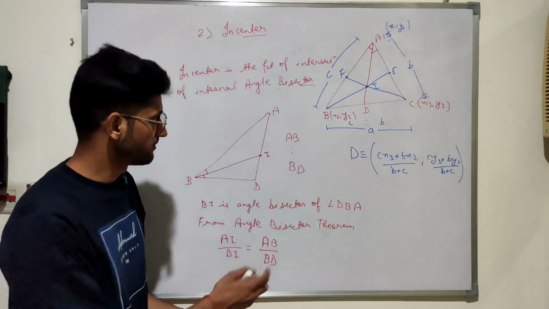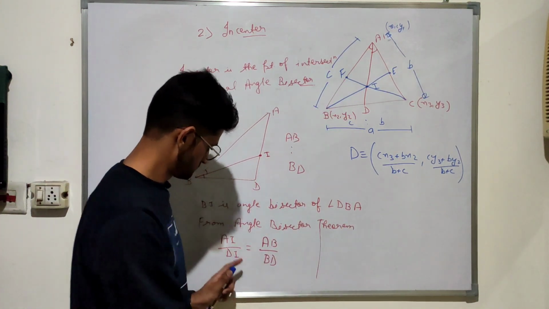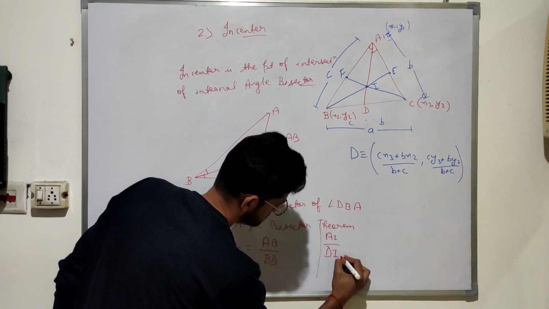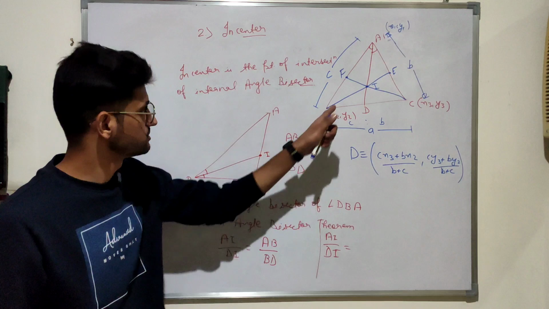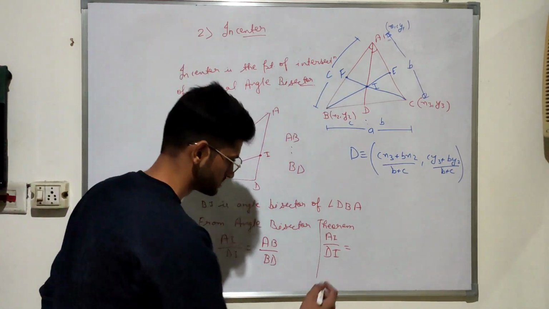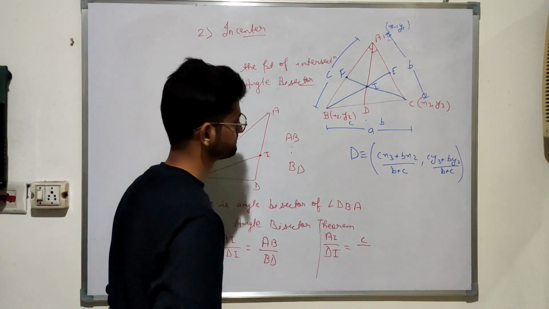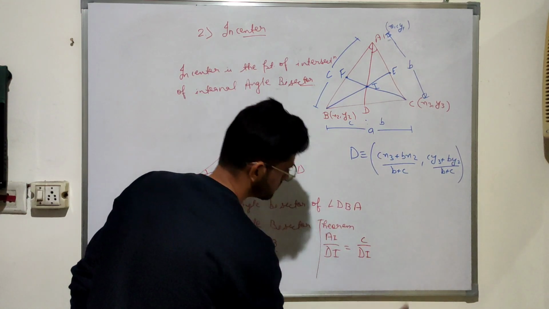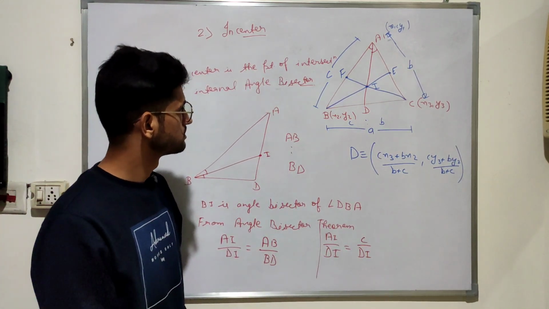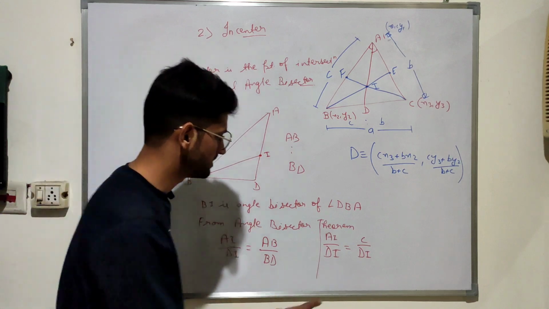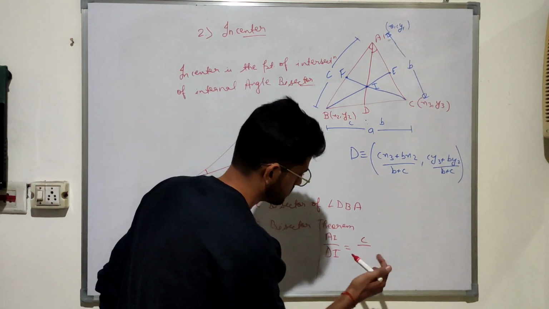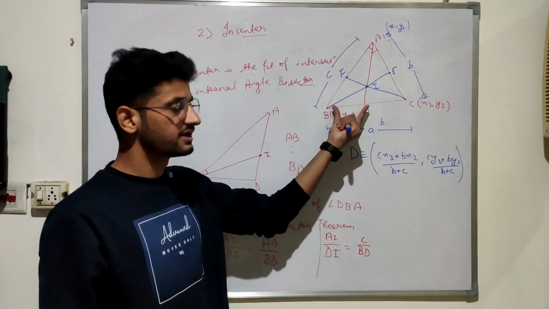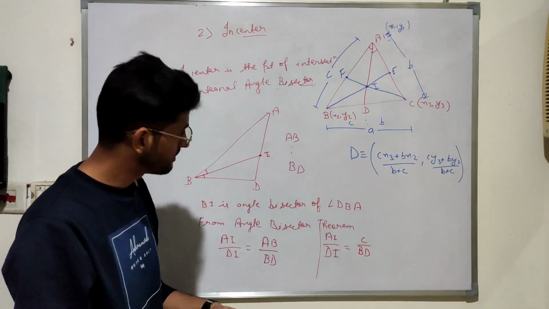So what we can write is AI upon DI is equal to AB, which is side length C, divided by BD. Just a second, sorry, AB upon BD. It is BD. We need to find the length of BD. So how will we achieve this?